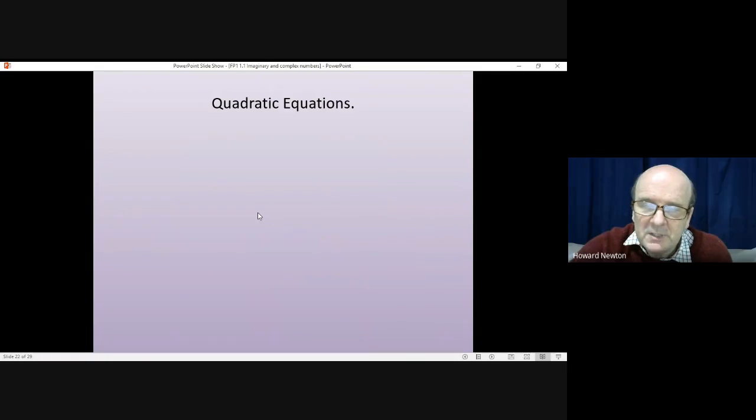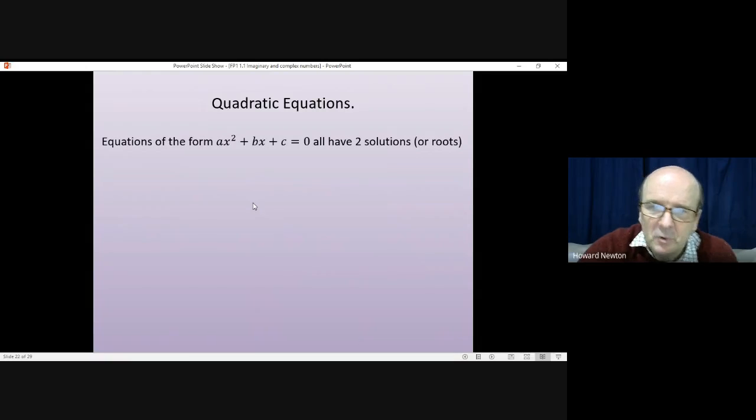In this video, we're going to return to quadratic equations and how quadratic equations and complex numbers connect together. Equations of the form ax squared plus bx plus c equals 0 are quadratic equations, and they all have 2 solutions, or roots. Roots is the word that's more commonly used, certainly in A-level maths. If you see the word root, it means exactly the same thing as the word solution.